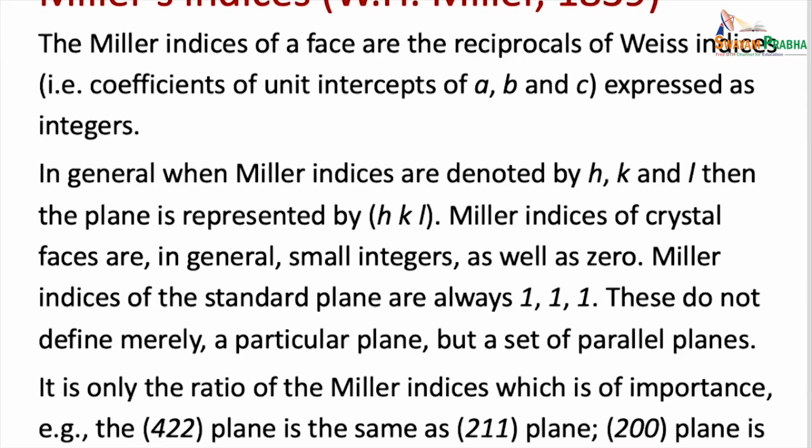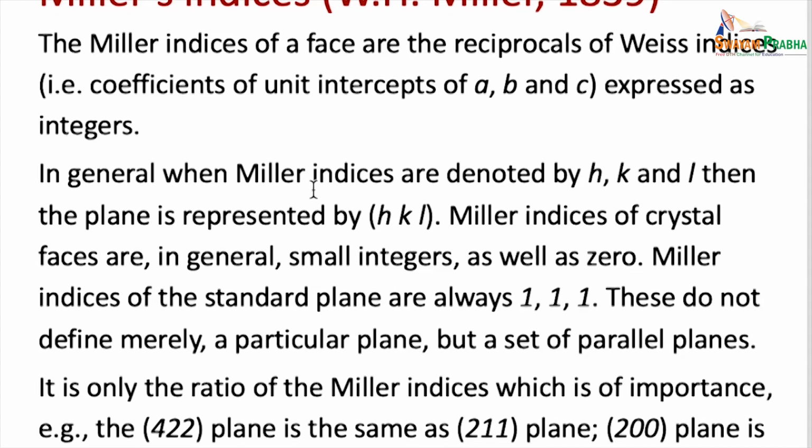Now let's talk about the Miller indices. The Miller indices were given by W. H. Miller. Miller indices are a symbolic vector representation for the orientation of an atomic plane in a crystal lattice and are defined as the reciprocal of the fractional intercepts which the plane makes with the crystallographic axes. What were the intercepts which the plane was making with the crystallographic axes? They were nothing but the Weiss indices. So the Miller indices of a face are the reciprocals of the Weiss indices, which have been expressed as integers.